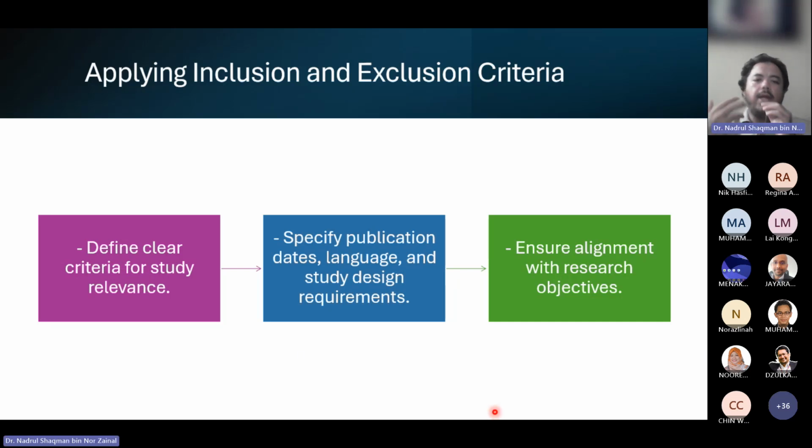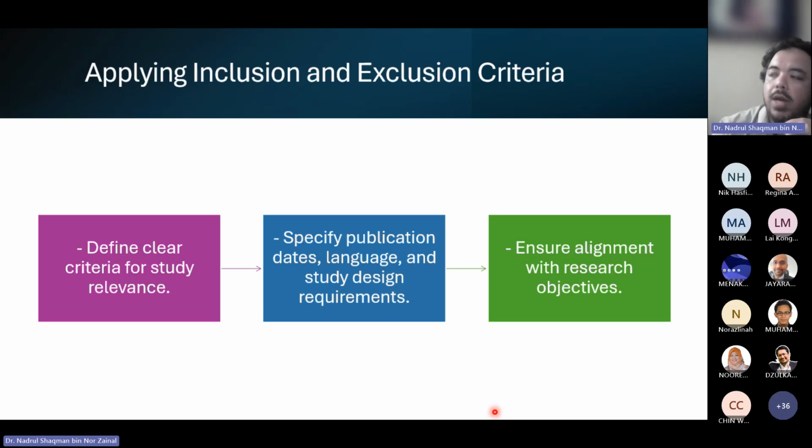So after you have done that, you have to go into the next stage, which is applying inclusion and exclusion criteria. Now you have done your search, and the number of journals that you find can probably be in the thousands, 100,000, right? So you need to have some criteria for why or how the articles are selected. You need to define clear criteria for study relevance. You need to specify publication dates, language, and study design requirements, and ensure alignment with the objectives.